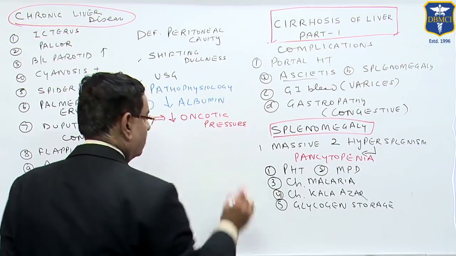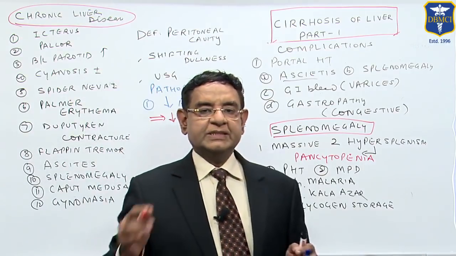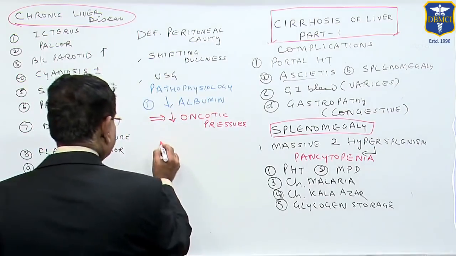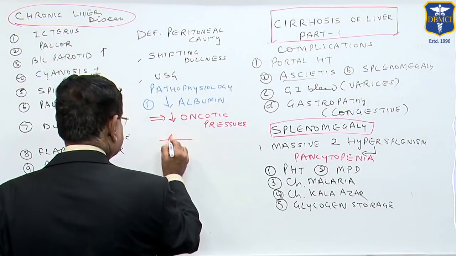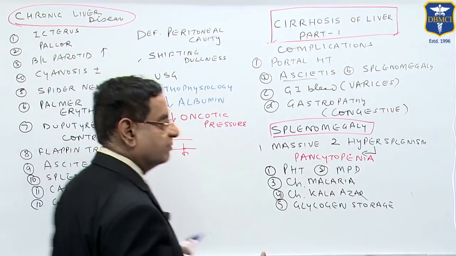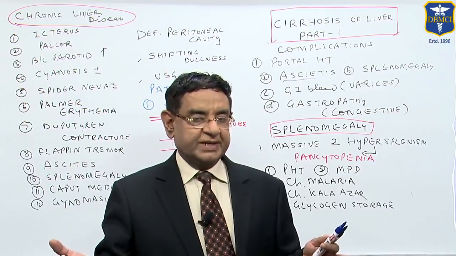So, oncotic pressure is reduced, that will lead to more hydrostatic pressure. The fluid will leak into the third space. This is the blood vessel, fluid will leak because of increased hydrostatic pressure.